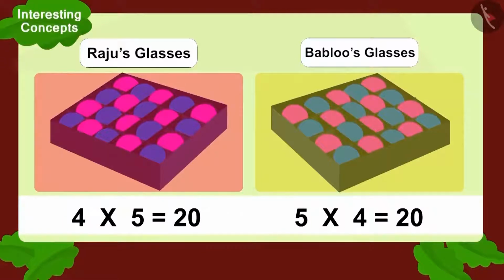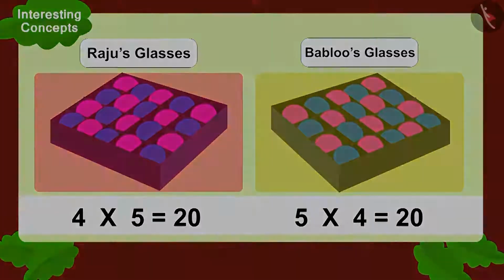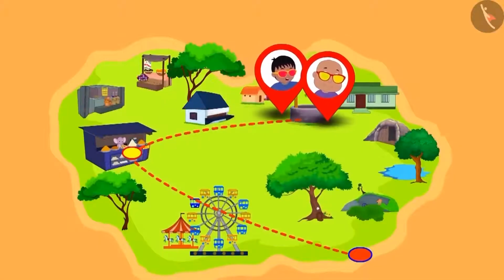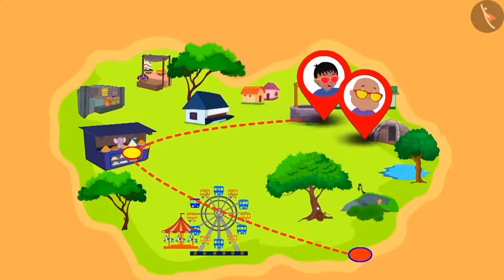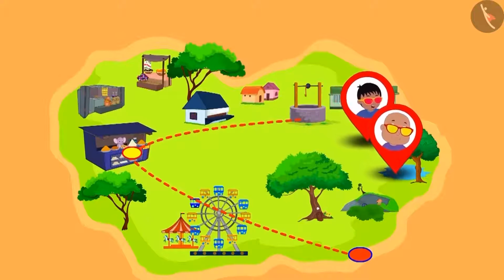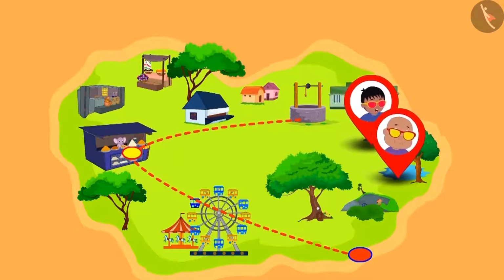Children, isn't it interesting? We can write any multiplication in 2 ways like this, and its answer will always be the same. Bablu and Raju were very excited seeing the multiplication magic of their glasses. They didn't realize that they had reached the park.